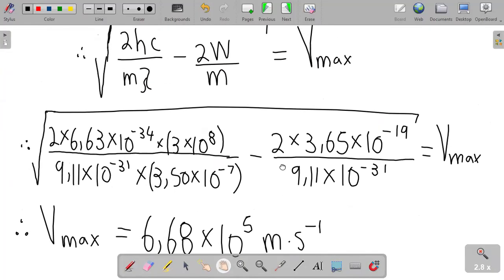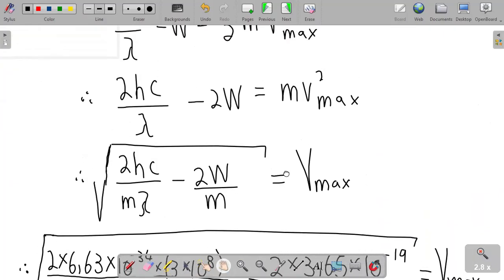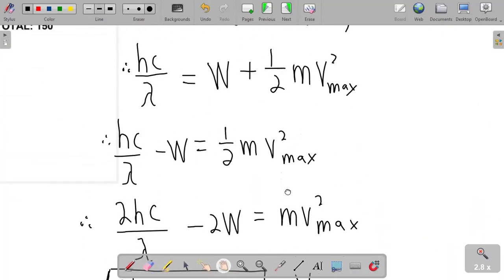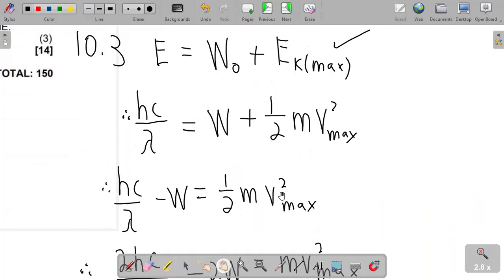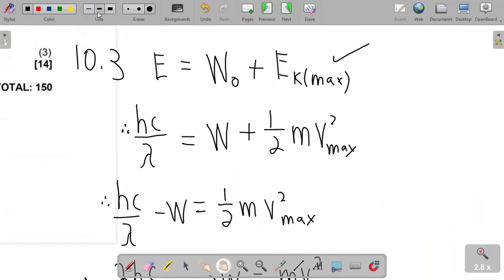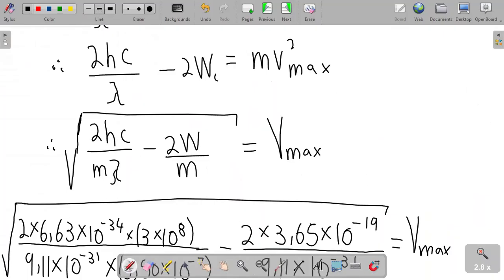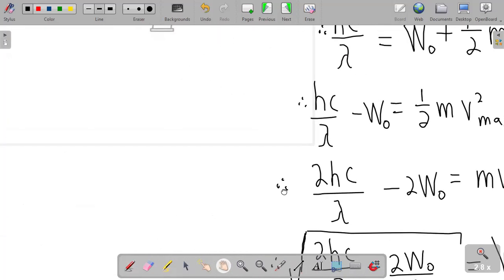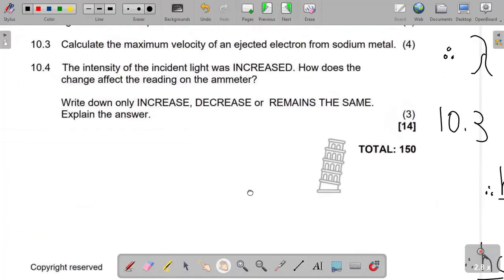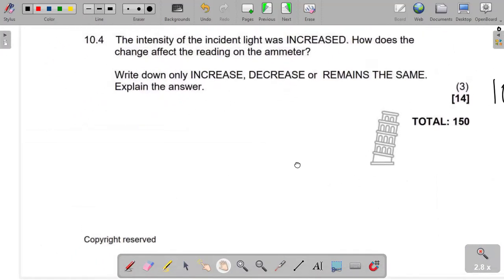Okay. So the biggest thing was to change the subject of the formula. Yeah, okay, so this is work function. It's W naught. I forgot the naught here. The work function. So that is the maximum speed. So now let's go to 10.4.